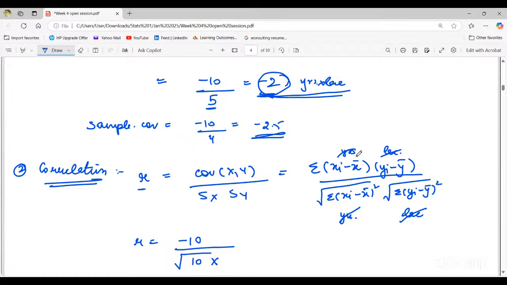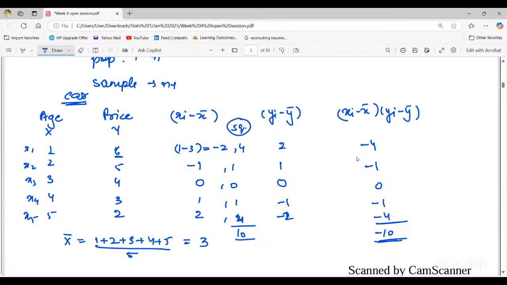Ma'am, how did the square root of 10 come? See, it's the summation of (xi minus x bar) whole square, correct? So I calculated the square of this value, xi minus x bar. It was minus 2, and the square of minus 2 is 4.